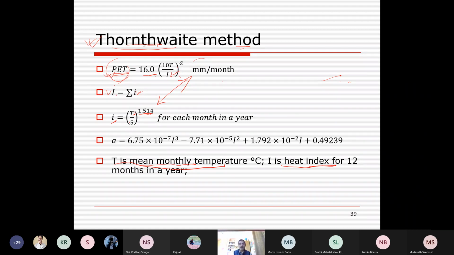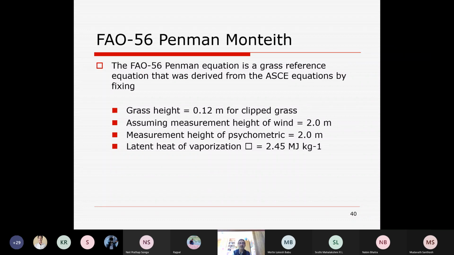So in that sense, Blaney-Criddle, Thornthwaite, and then the most important, the third I am telling you here. There are a number of other methods you can find, but these are a few more important ones. I am listing them here to give you an idea how they are working. So the third one is FAO 56. In 1956, Penman and Monteith, two scientists, gave this idea to estimate the reference crop evapotranspiration.